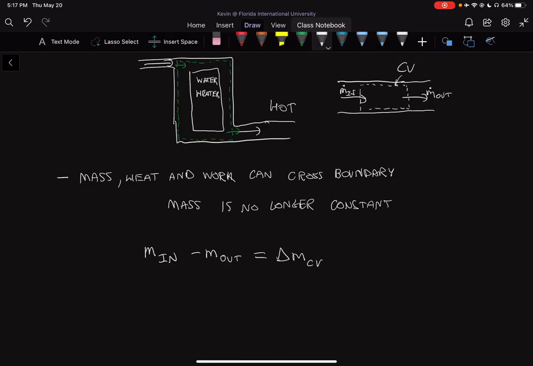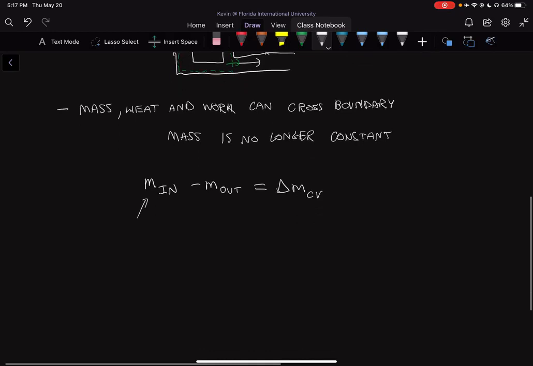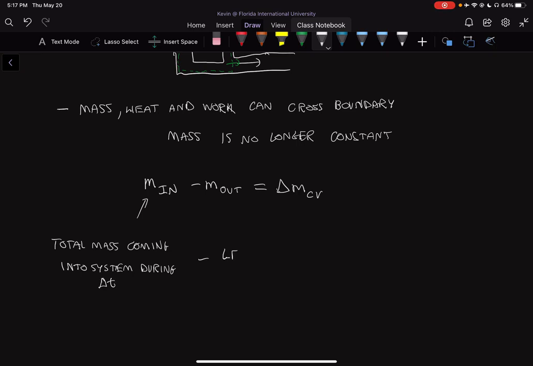So we can write the long version of this equation as the total mass coming into the system during a change in time, delta t, minus the total mass leaving, would be equal to the net change of mass within the control volume, or CV.